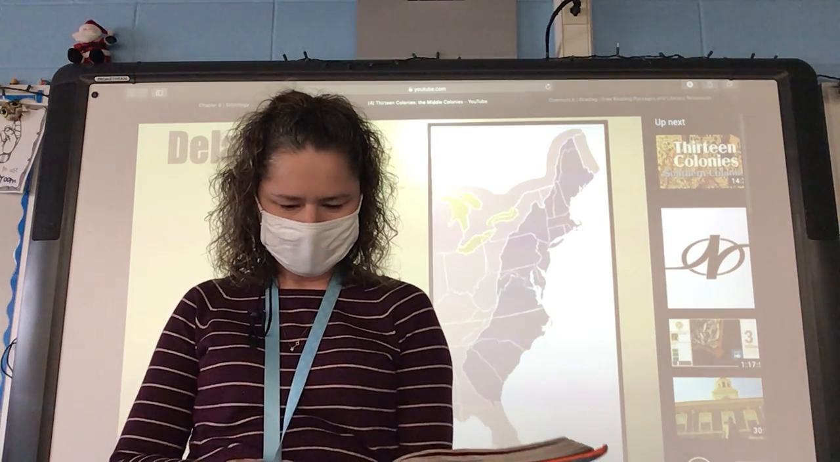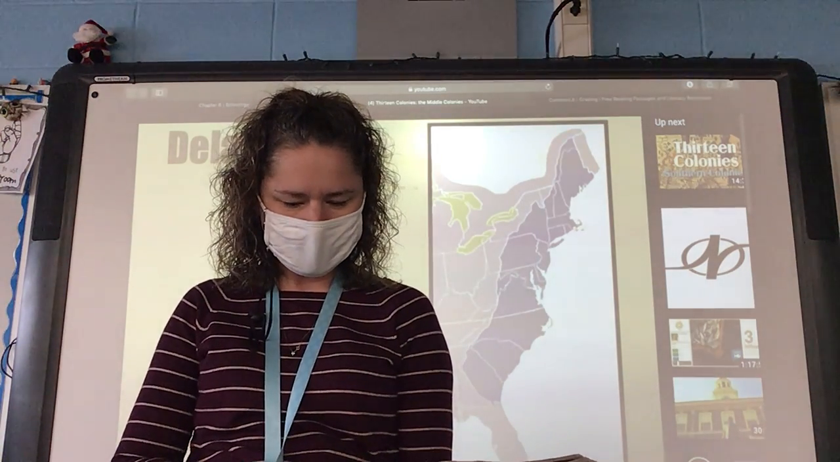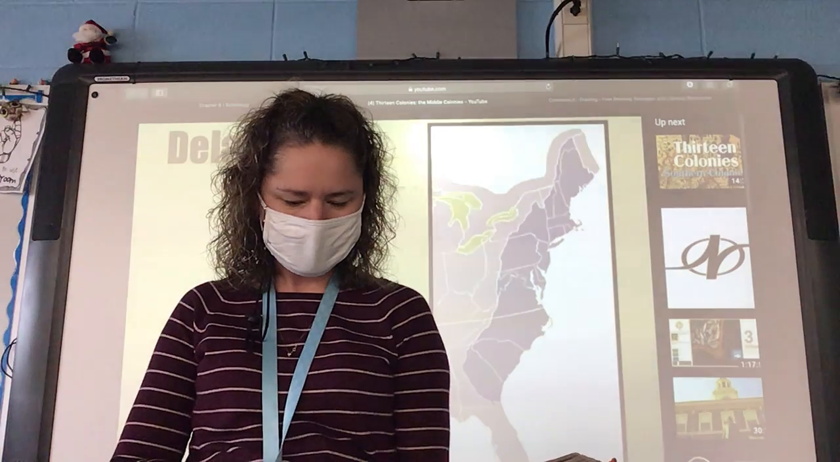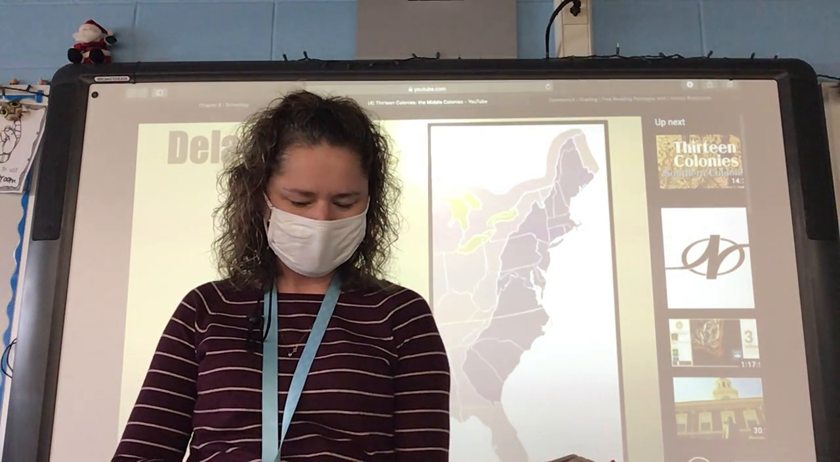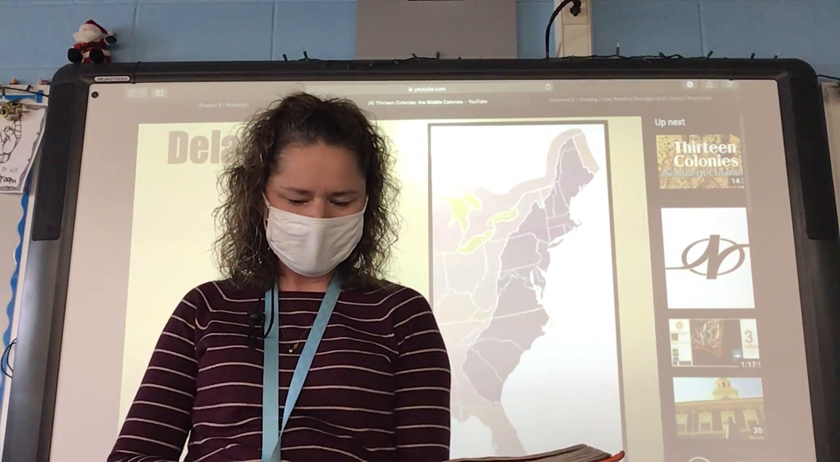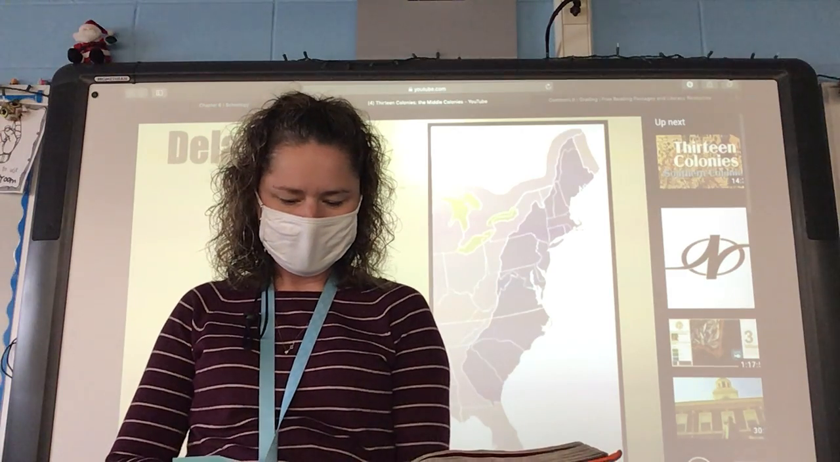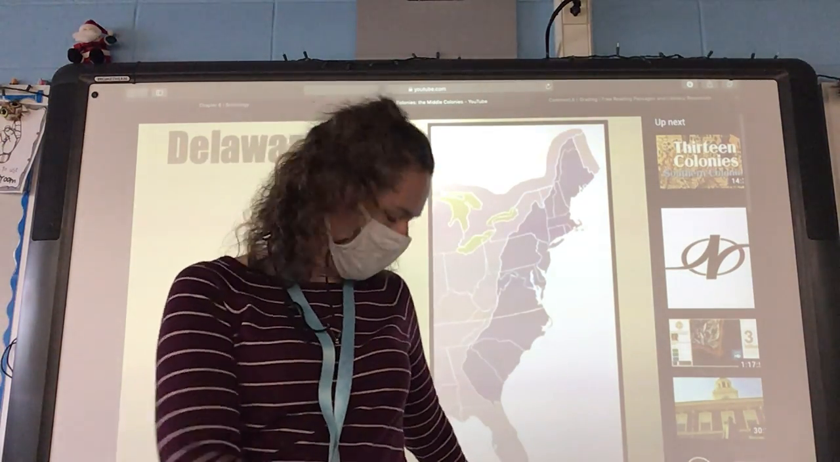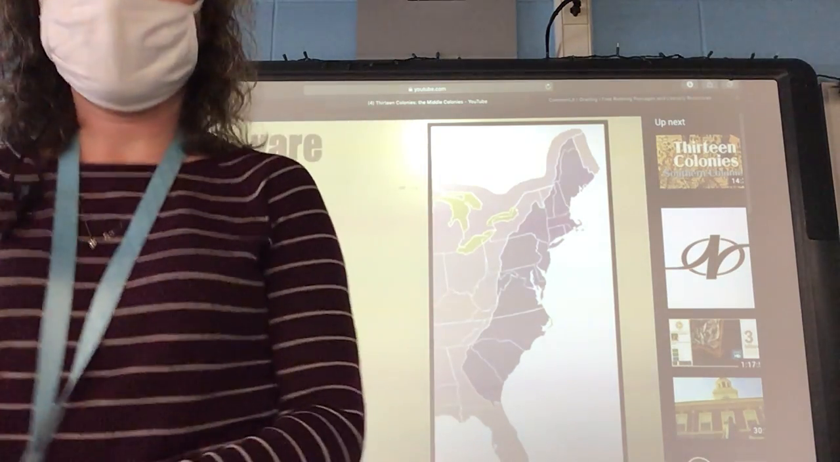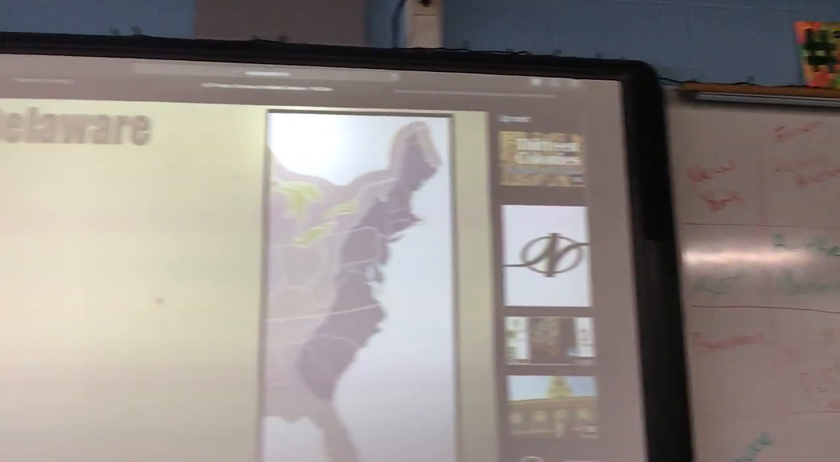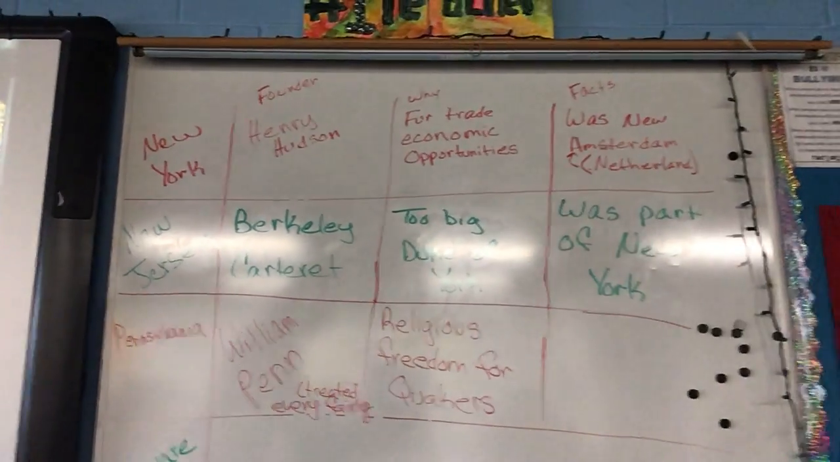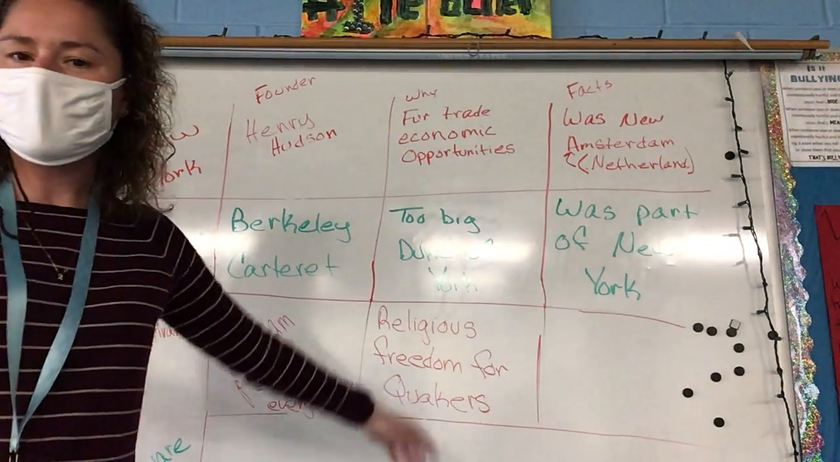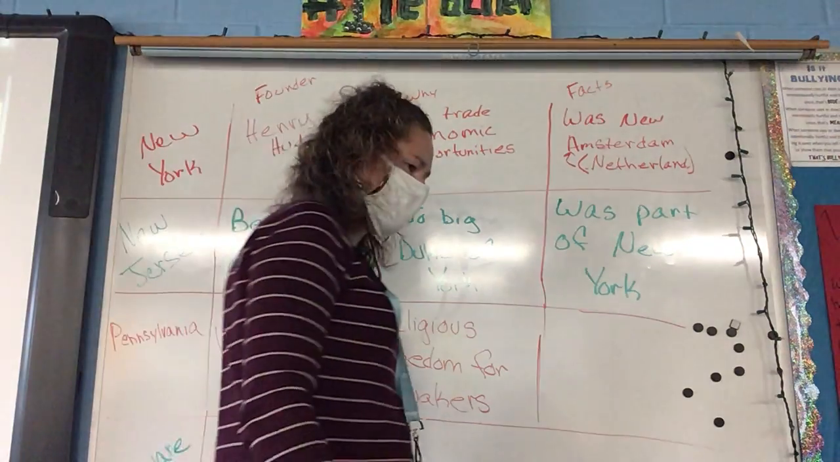It says in 1682, Penn wrote the Frame of Government of Pennsylvania. This plan of government set up a legislature called the General Assembly. It also gave citizens, and it lists the freedoms. Give me one, Wyatt. What was one freedom? Freedom of religion, which we definitely can see, right, from all of the information we've gotten so far.